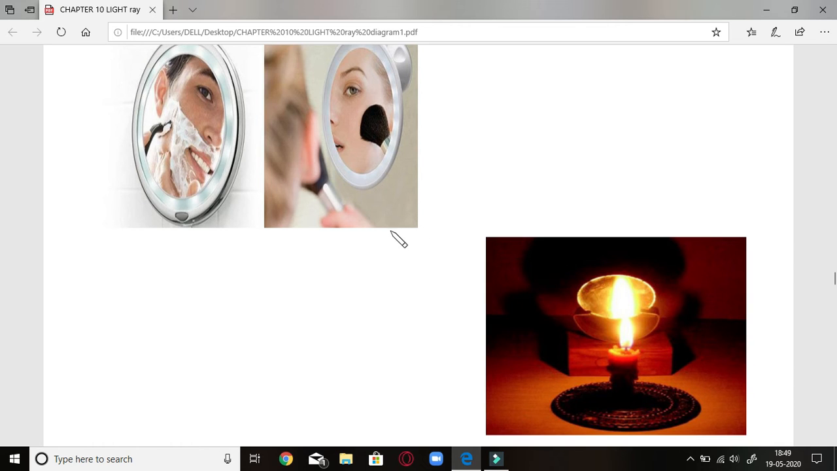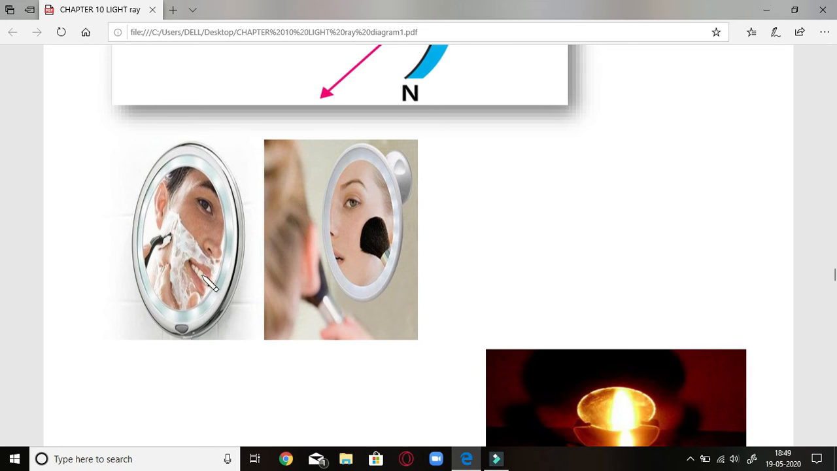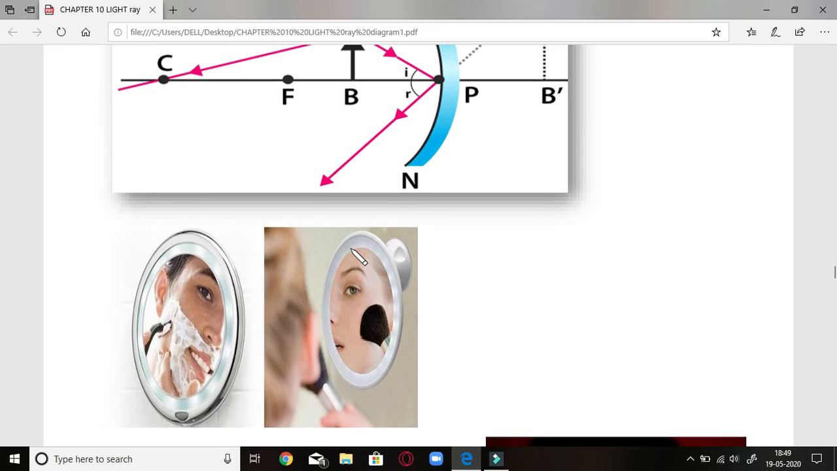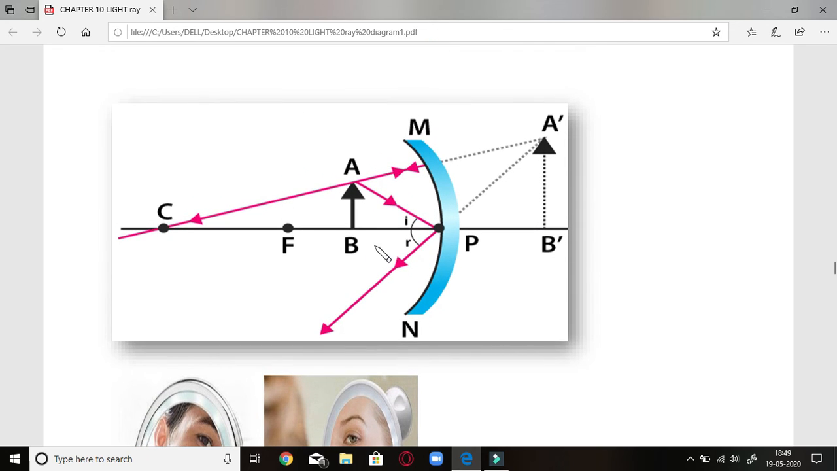So similarly we have designed such things as face mirrors, where we keep this concave mirror very near to our face and our face will be enlarged. Similarly makeup mirrors, we can easily see that they form enlarged images. Now let us study a ray diagram of it when we have placed our object between F and P.